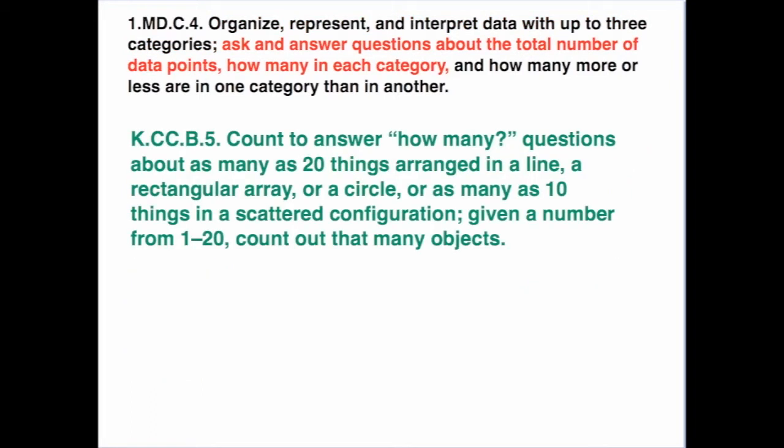If we look at the second expectation about asking and answering questions about the total number of data points and how many in each category, there was a predecessor to this back in kindergarten, standard K.CC.B.5, that states: count to answer how many questions about as many as 20 things arranged in a line, a rectangular array, or a circle, or as many as 10 things in a scattered configuration. Given a number from 1 to 20, count out that many objects.